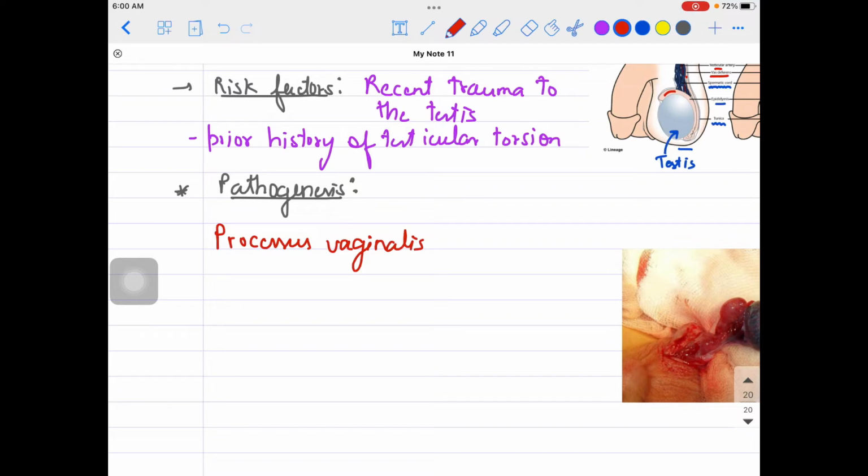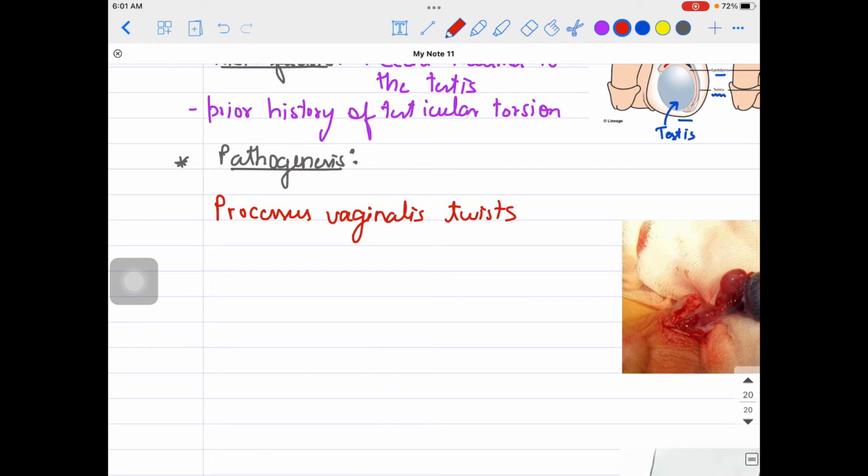Now if it is getting twisted, then obviously it will cause deceleration of the blood flow, and testicular torsion might happen. The blood flow will be twisted and decelerating, and due to that, ischemia of the testis will be seen.